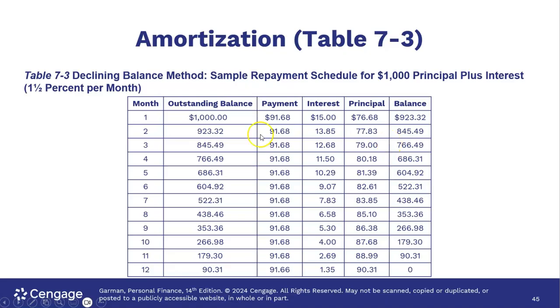And as we go down through the 12 months, the outstanding balance will decline, the interest will decline, and the amount applied to principal will increase to the point that in the last period, the principal applied equals the outstanding balance, and the ending balance is zero.